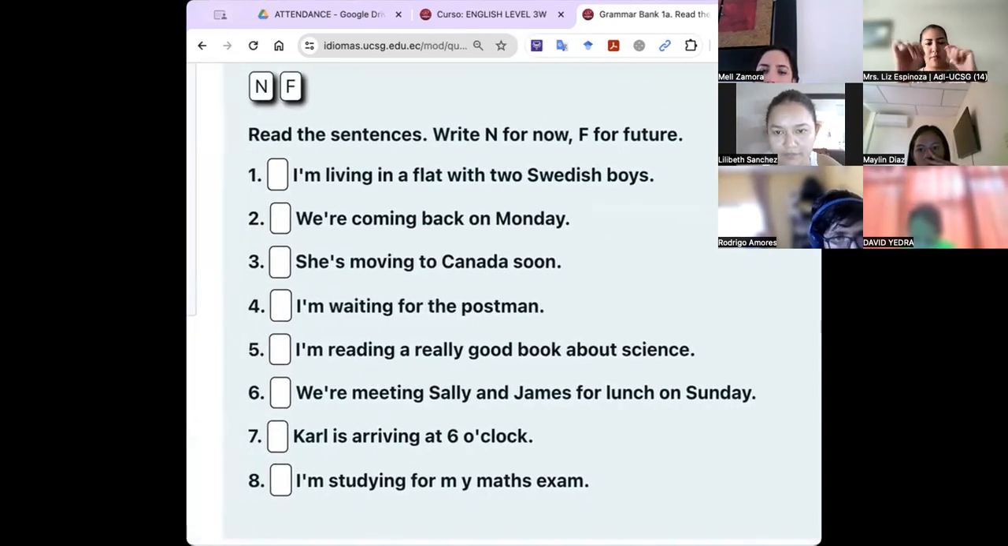I want to write it because for me it's difficult to drag and drop. Okay, number 1, I'm living in a flat with 2 Swedish boys. Do you think that that is now or future? Now. It doesn't say, I am leaving tomorrow. Now you are living with 2 Swedish boys. Maybe they are from an exchange program, I don't know.